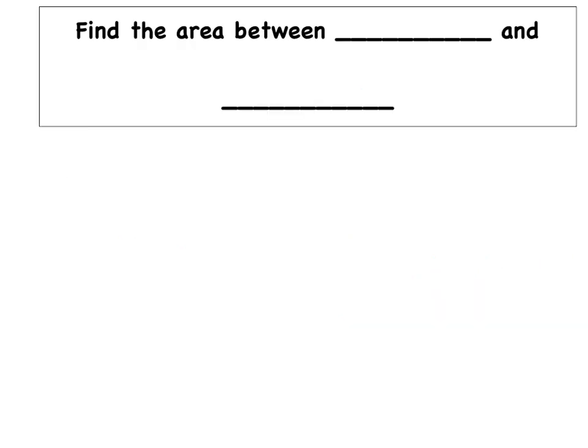Alright, so here's our very last example of the night. You guys have been troopers for hanging in there. I know this is a big topic, and we certainly don't want to cut any corners now that you've made it this far. So I want you to find the area between x equals 3 minus y squared. Right off the bat, you notice this function's in terms of y, and then also x equals y plus 1.